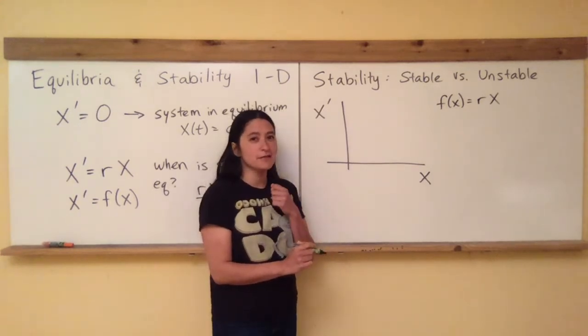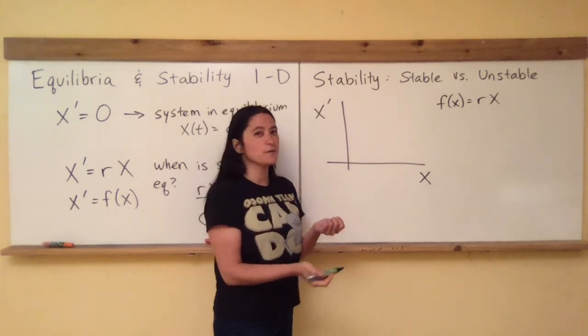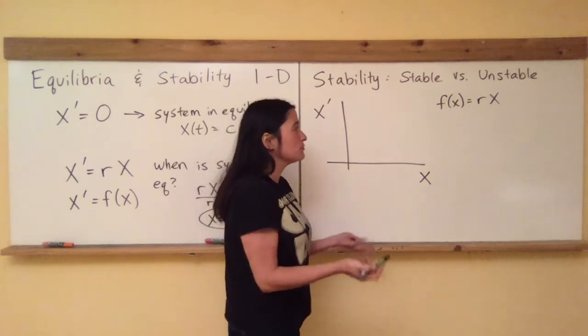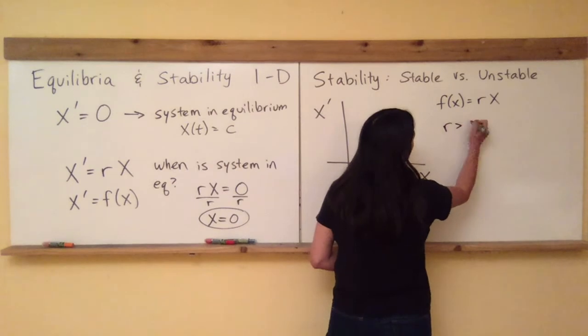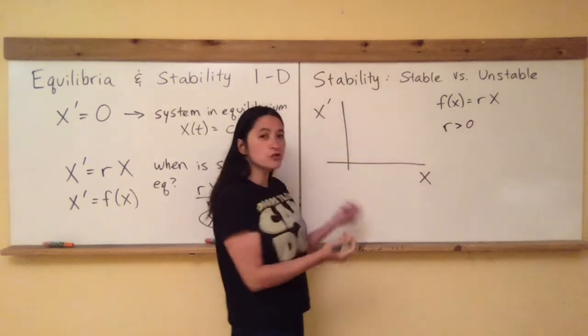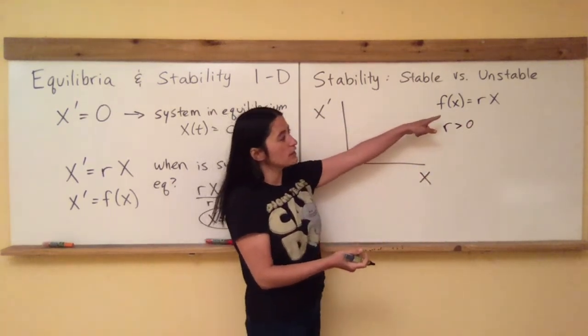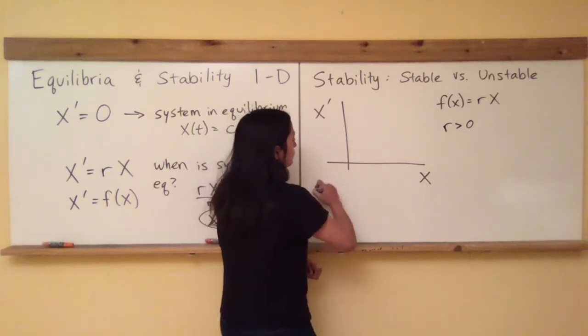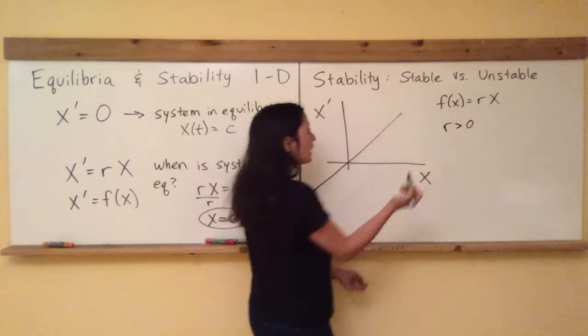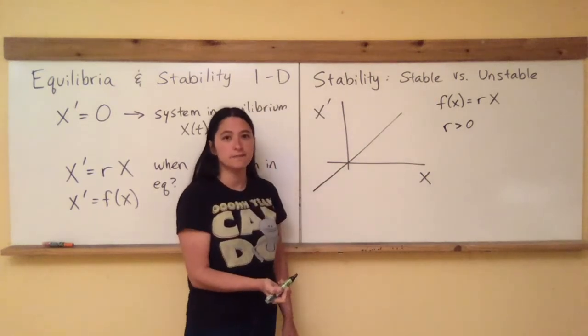I can't really graph this unless I know what r is, so let me at least assume some sort of general property for r. Let's say maybe r is greater than 0. Okay? If r is greater than 0, what I'm graphing right here is a linear function that has a positive slope and goes through 0, 0. So that's a graph of f of x.